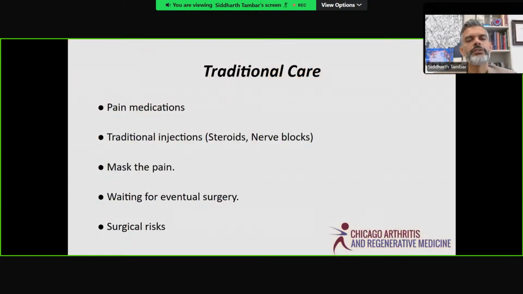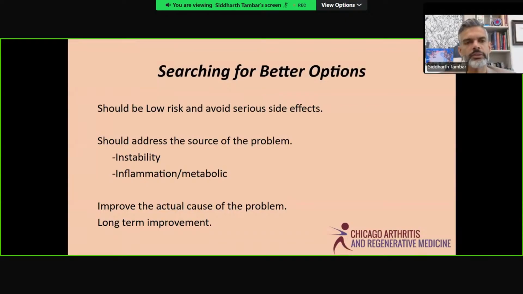So traditional care for pain in general is pain medications, traditional injections like steroids and nerve blocks, just masking the pain, waiting for eventual surgery. And surgery has a lot more risks than non-surgical options. So what can we do that avoids surgery? We're looking for better options. These options should be low risk and avoid serious side effects. They should address the actual source of the problem, which is instability or inflammation. They should improve the actual cause of the problem, again, whether it's instability or inflammation, so that you get more longer-term improvement.